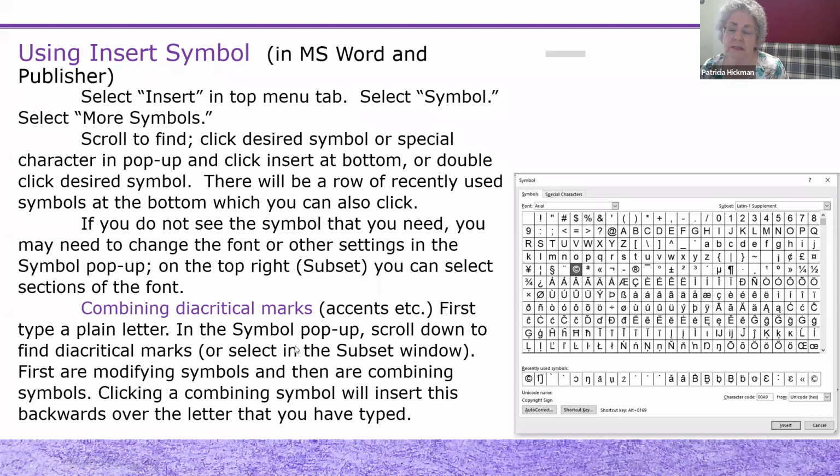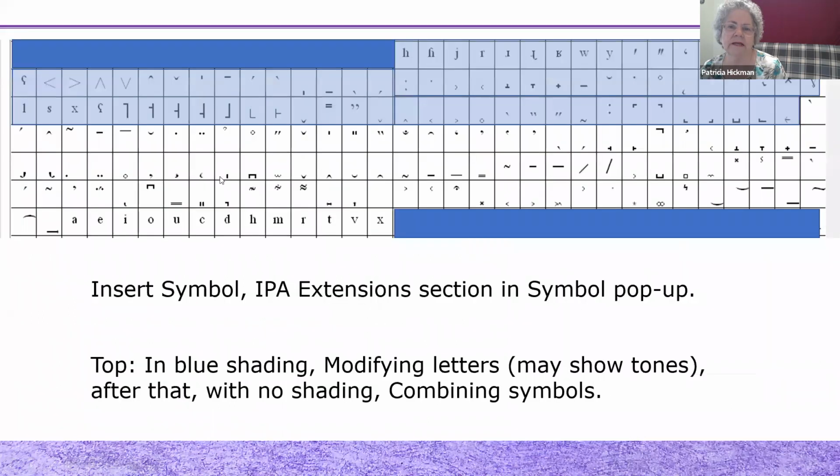But if you select a combining diacritical mark, double click it or click it and then click insert at the bottom, then this diacritical mark will go backwards and it will go on top of the letter you just previously typed, or it might go below the letter that you previously typed. So let's go to the next slide.